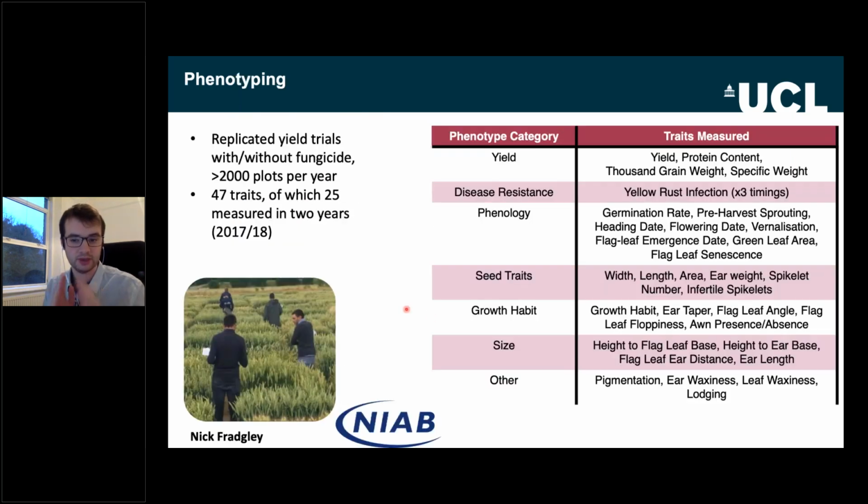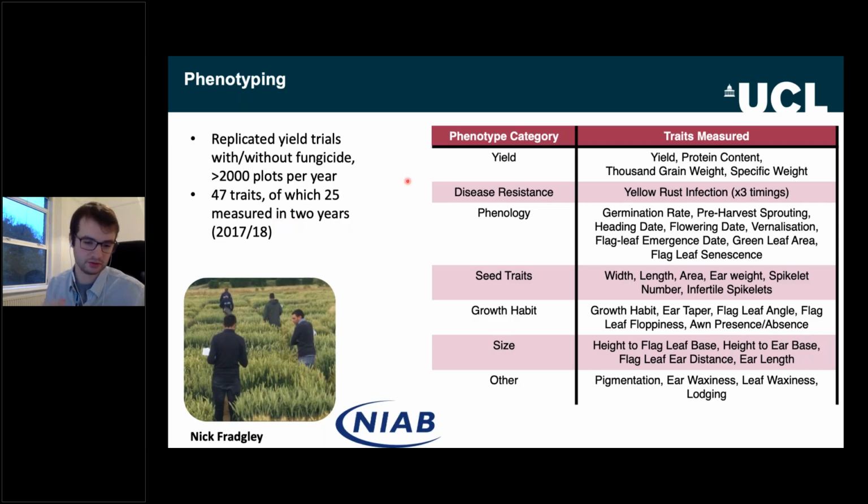So there's quite a big effort that I'm only briefly describing, and the phenotyping was led by Nick Fradgley at NIAB, who deserves a lot of credit for this effort. So there are over 500 lines, and they were in replicated yield trials with and without fungicide in 2 years. So that's over 2,000 plots per year. And there were 47 traits measured, of which 25 were measured in both years. So 72 phenotypic measurements that we're going to look at.